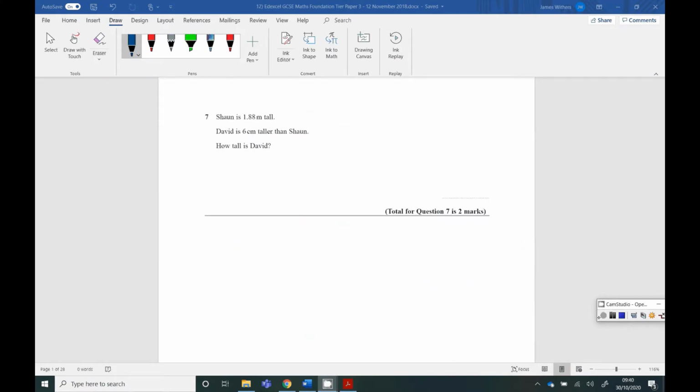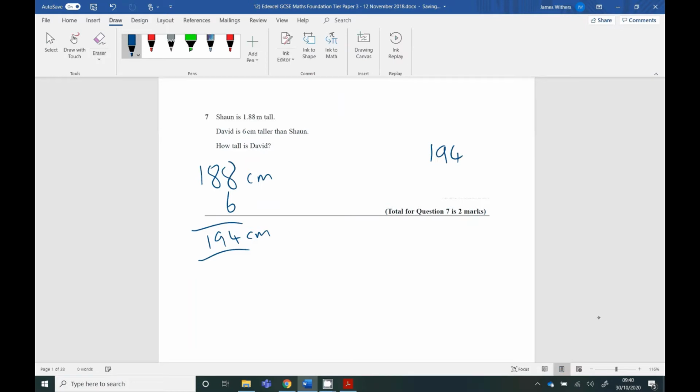Question 7. So Sean is 1.88 meters tall. Now there are 100 centimeters in a meter, so Sean is actually 188 centimeters tall. David is 6 centimeters taller, so we're going to add on 6 onto that, and that gives us 194 centimeters. Now the question doesn't spell out how we should give the answer, whether we should give it in centimeters or meters, so it's completely up to you. So you could either write down 194 centimeters, or you could have written down 1.94 meters. Either will do, but you must include the units for your calculation.